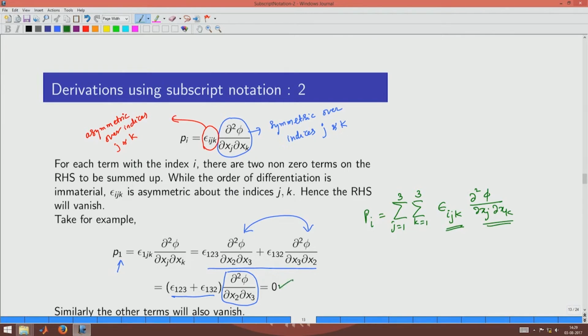So, we are going to use this property later on in many of the derivations. Whenever we see an asymmetric form of a quantity coming in contact with a symmetric form, and you sum up over the indices over which the symmetry is differing, then the sum will be 0. So, we do not need to expand all these terms to decide on the magnitude. Visually we can see whether the symmetry and asymmetry are coming together. If they do, then we will immediately assign that quantity as 0.